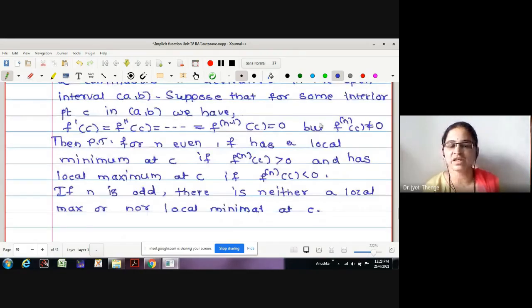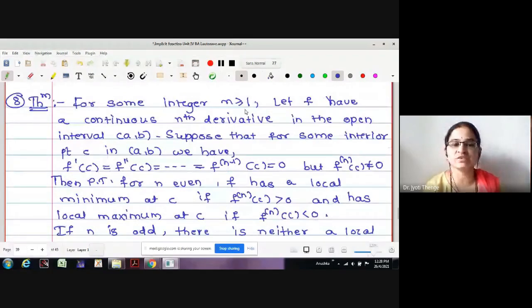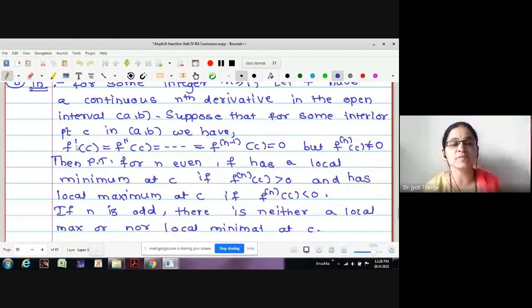For some integer n greater than or equal to 1, we are taking n to be the order of the derivative. Therefore, it has to be an integer and it should be greater than or equal to 1. That is, it starts with the first derivative. Suppose the function has continuous nth derivatives in the open interval, and for some interior point C, all the first order derivative, second order derivative, till the (n minus 1)th derivative of the function at the point C are equal to 0, but the nth derivative is not equal to 0. That is, we are interested in the value of n at the point C, which is the first non-zero value.